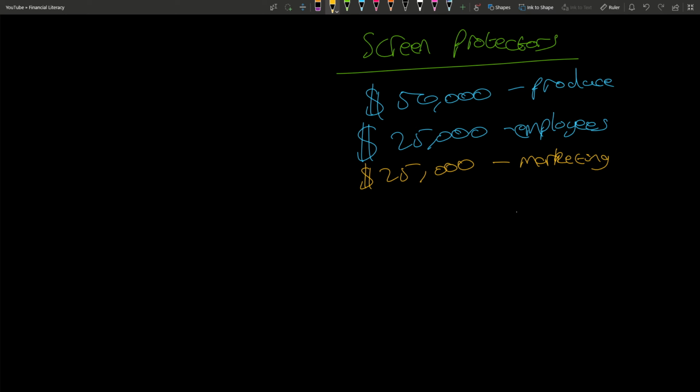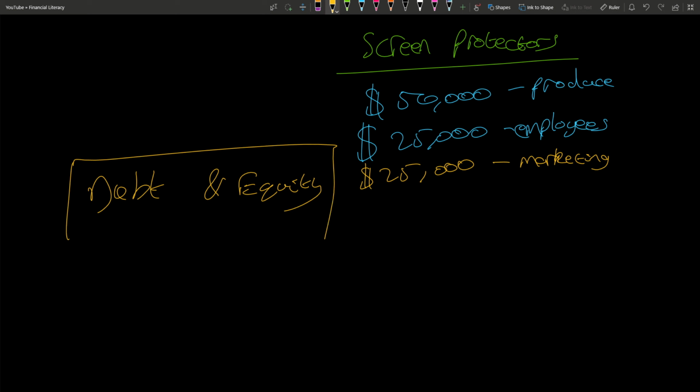All businesses have to have capital in order to purchase the assets and to maintain their operations. Business capital comes in two forms: simply debt and equity. So the capital could be raised. So you could raise the capital via investors.